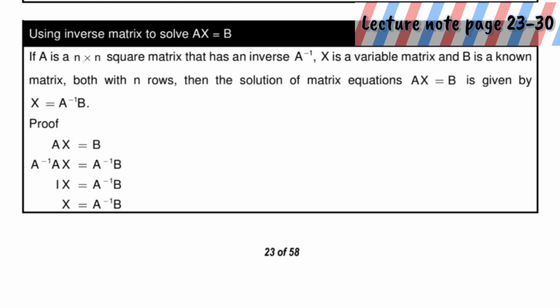If A is an n by n square matrix that has an inverse, X is a variable matrix, and B is a known matrix, both with n rows, then the solution of matrix equation AX equals B is given by X equals A inverse B. So here's the proof.